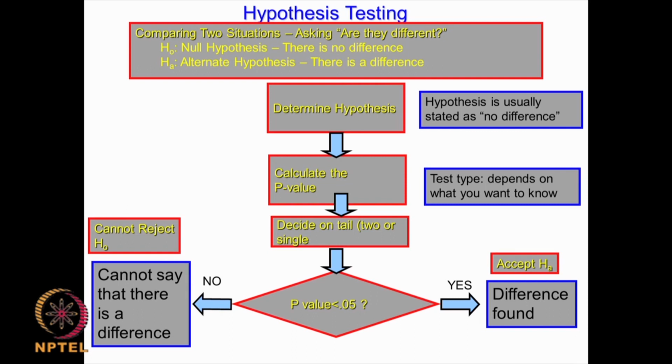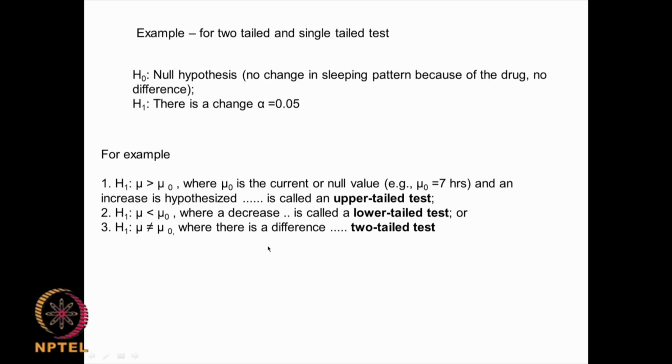Am I comparing the variation of one data set with the variation of another data set? So, you have different types of tests: t test, F test, chi-square test, so many different tests, and that is what you use here to calculate the p value. So, there are many types of tests.